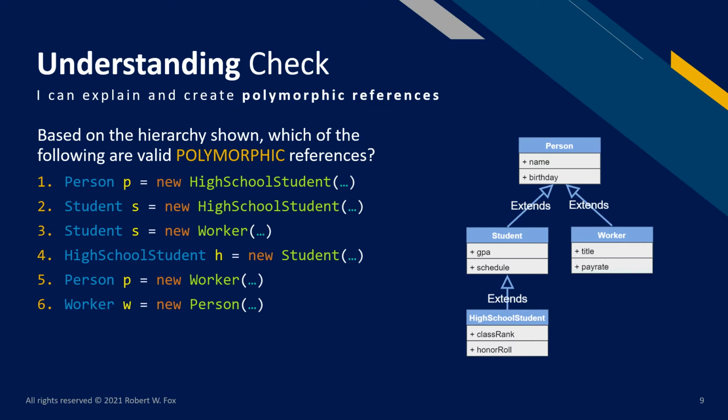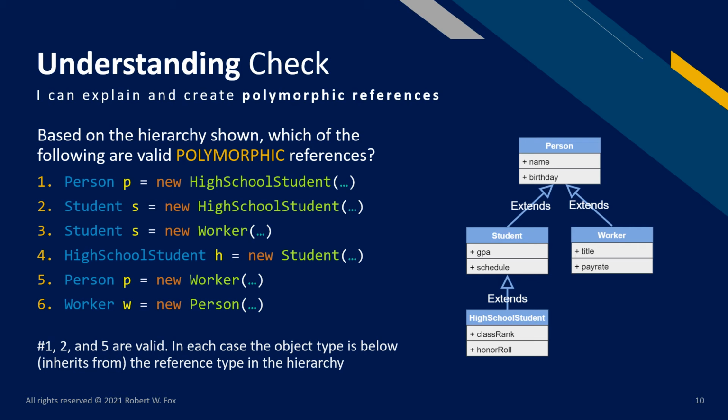Let's pause kind of here at the halfway point and do a quick understanding check to make sure we're on the same page about what is and is not a valid polymorphic reference. I've gone ahead and put the class hierarchy on the right for your reference, and then on the left, I've got 6 attempts at creating a polymorphic reference. Some of them are valid, some of them are not valid, and I want you to identify which ones are valid and which ones are not valid. Keep in mind that to be a valid polymorphic reference, the object must be a more specific version of the reference. That is our relationship. So pause the video, and when you're ready, we'll take a look at the answers on the next slide.